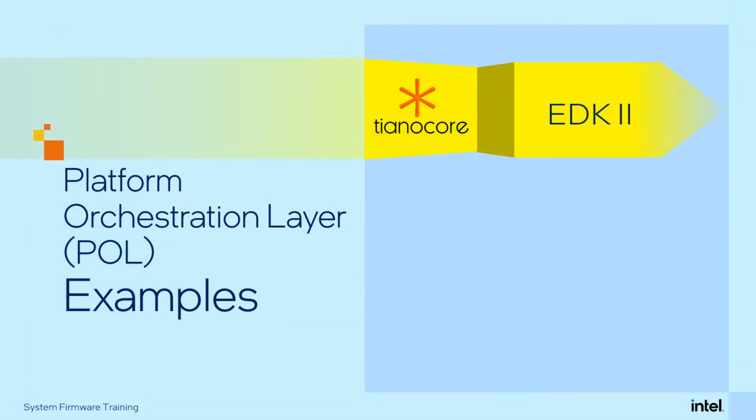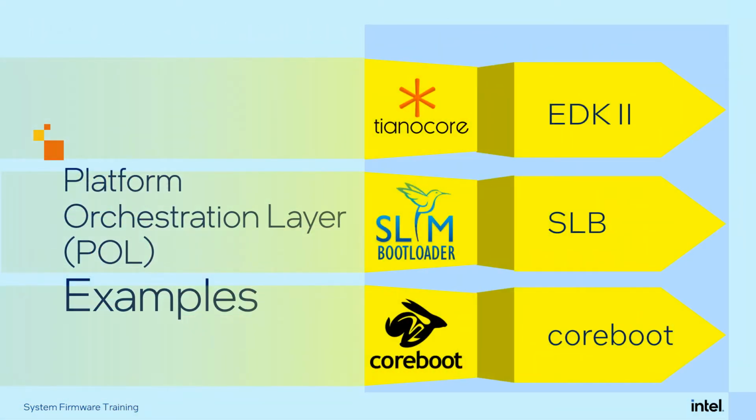Next, let's look at a few examples of the platform orchestration layer, POL. There are a few examples such as Tiano Core EDK2, Slim Bootloader, and Coreboot. All of these POL bootloader examples interface with the Intel FSP API specification, as defined in the Intel FSP 2.3 spec. Then on the other end, POL interfaces with the universal payload, invoking the universal payload entry point after providing board initialization.